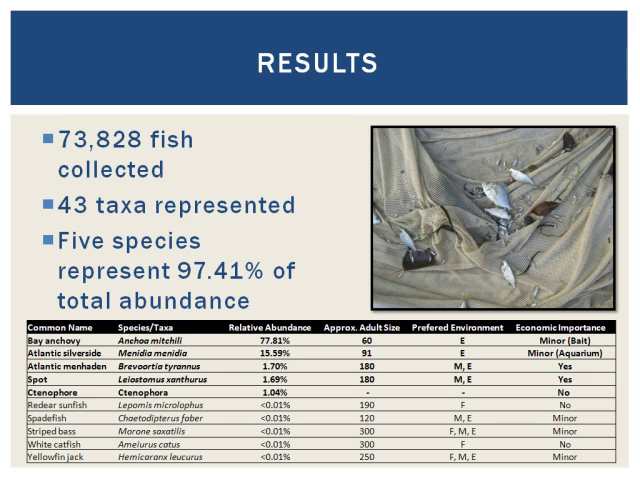Looking at the table, the approximate size of adults, preferred environment, and economic importance were all collected from fishbase.org. The bottom 5 species on this table were the least common species. The approximate adult size is in total length in millimeters. Preferred environment, E is for estuarine, M is marine, and F is freshwater. And then the economic importance is to the right. So of the top 5 most abundant species, Atlantic menhaden and spot were the 2 most economically important.